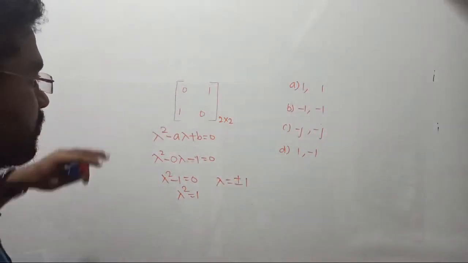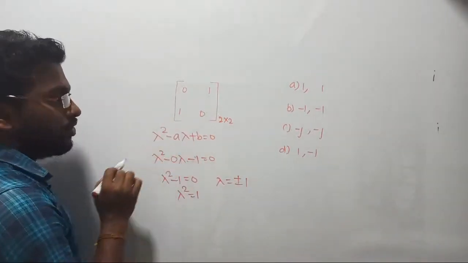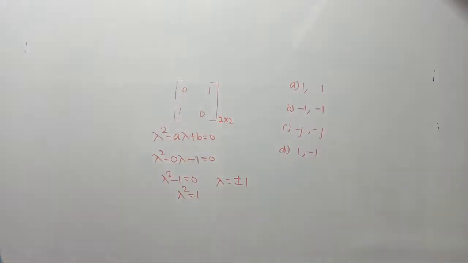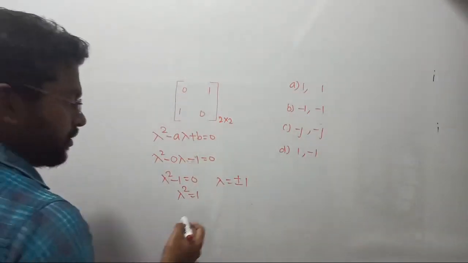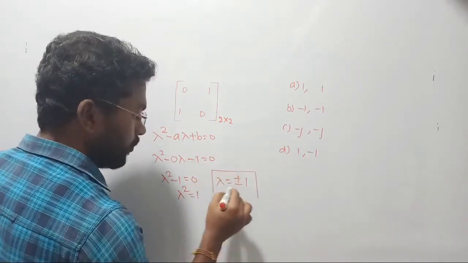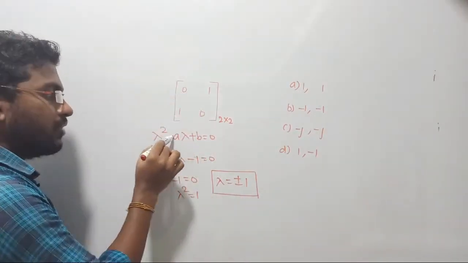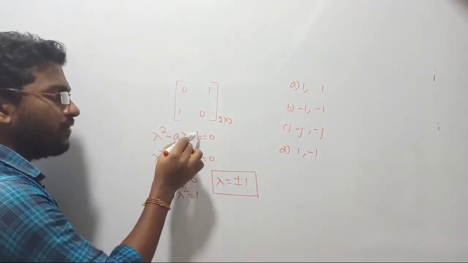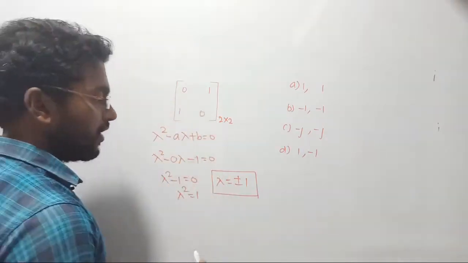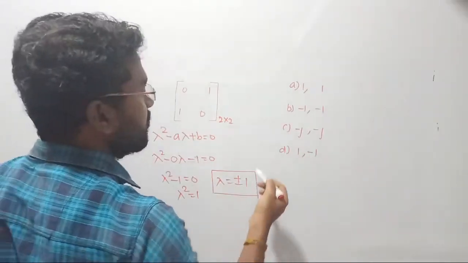So the conclusion is what? The question is eigenvalues of the matrix is what? Okay, fine. So what is the conclusion? Eigenvalue lambda square minus a lambda plus b, we know a is the sum of eigenvalues, b is the determinant of the matrix. Directly we can write. So the answer is plus or minus 1, right?